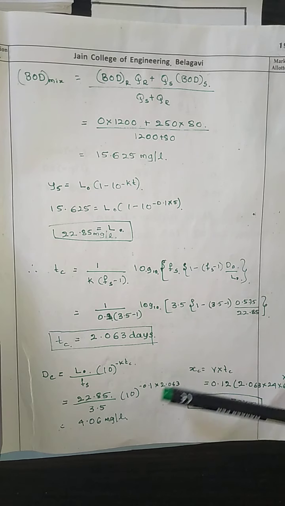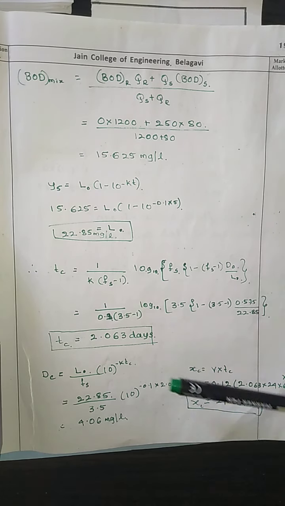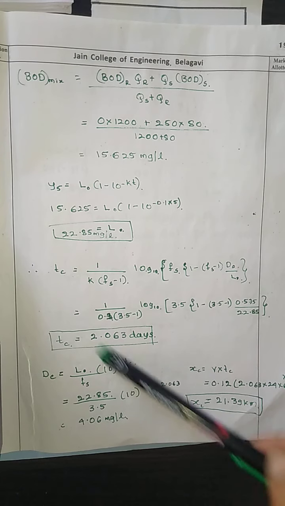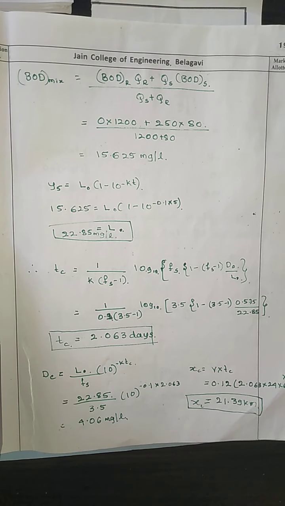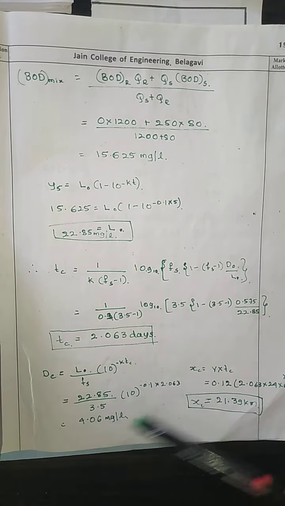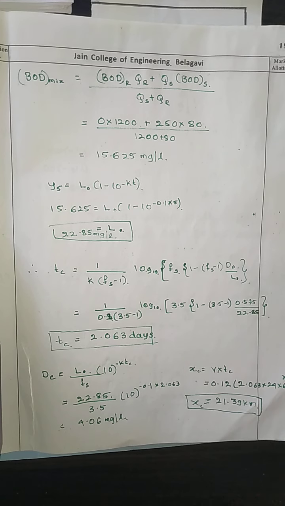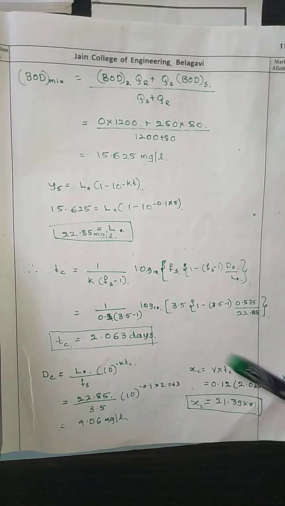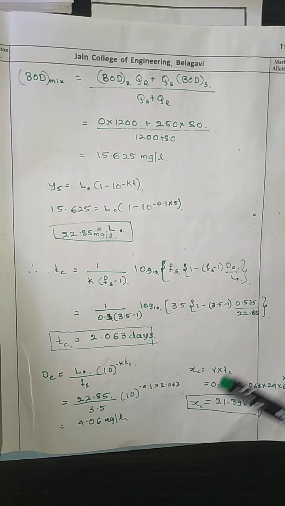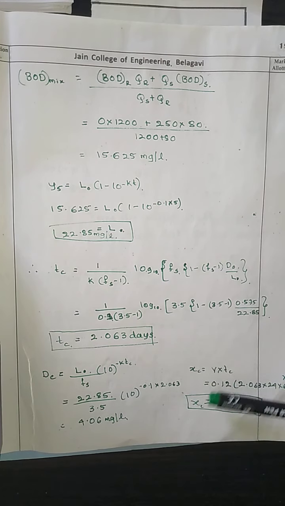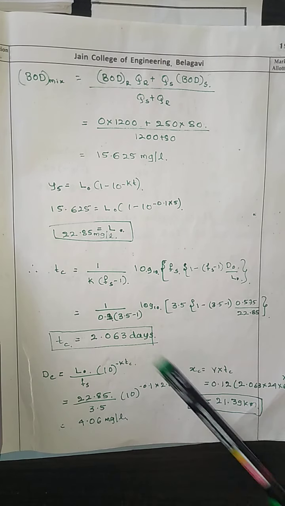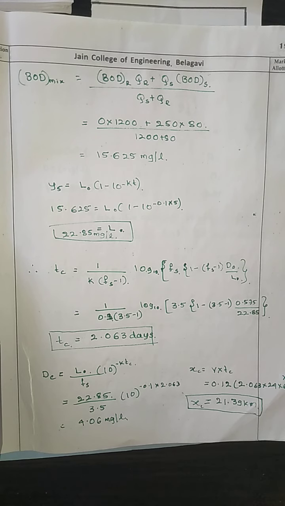My K is 0.1, TC is 2.063 days. TC is again the critical DO deficit. It is the minimum DO deficit that we have got, 4.06. Then XC: at what distance will the critical oxygen deficit be there? We have calculated how many days and how much the critical DO deficit is. Now we will calculate at what distance the critical DO deficit will be observed.